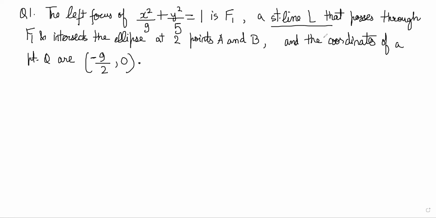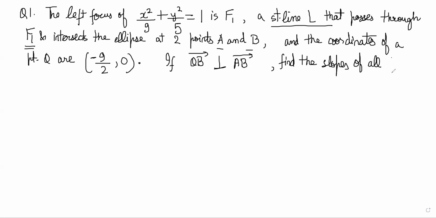So we have a straight line that passes through F1, which is the left focus of this ellipse, and it intersects the ellipse at 2 points A and B. So basically the line L is a chord of the ellipse. And we have a third point Q, which is minus 9 by 2 comma 0. If QB vector is perpendicular to AB vector, find the slopes of all possible straight lines L. All possible such straight lines, we have to find the slope of those straight lines, right?